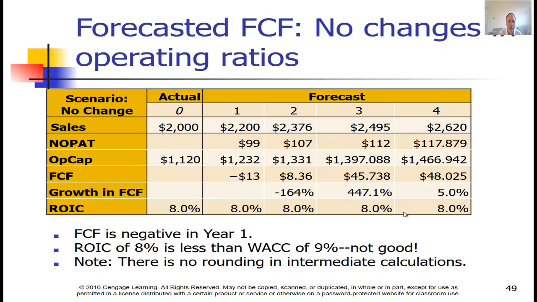ROIC we assume as staying at 8%. So this isn't good. ROIC is our rate of return on invested capital of 8%. We are borrowing at WACC of 9%. So we are borrowing at 9, investing at 8. We are losing money. That's not a good thing.